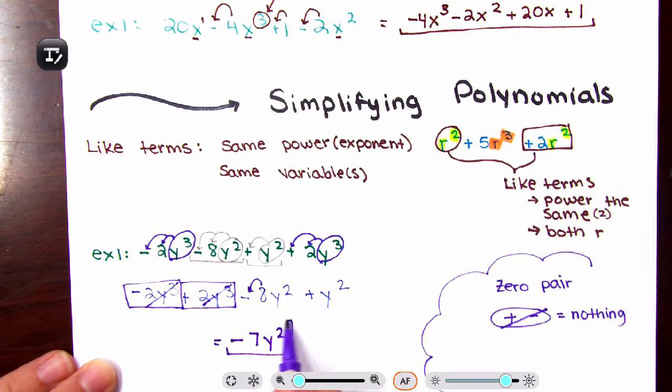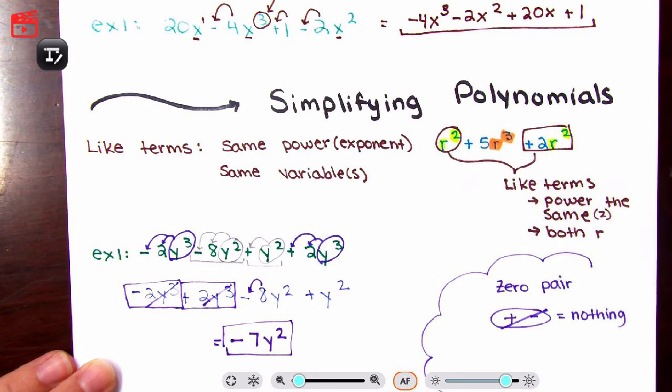So remember, when simplifying polynomials, you're looking for the same power, same variable, and then you're combining like terms, looking for zero pairs that can cancel out.